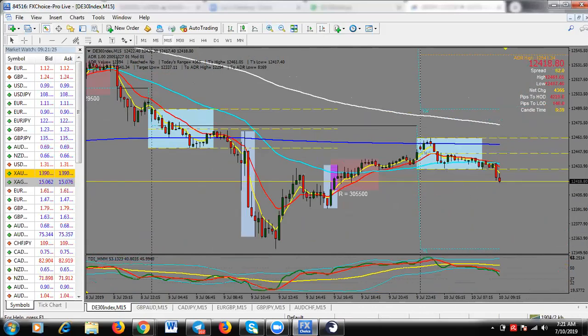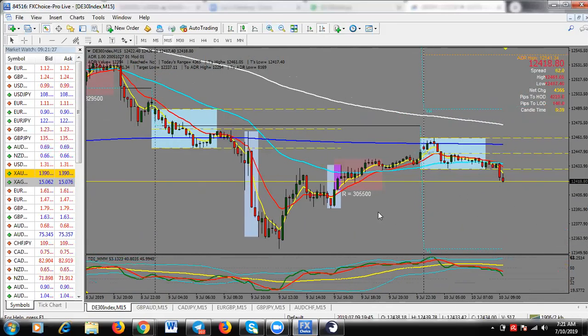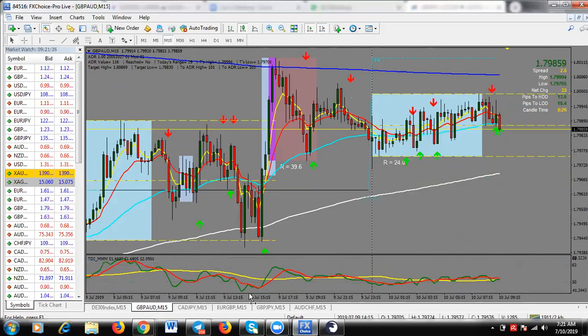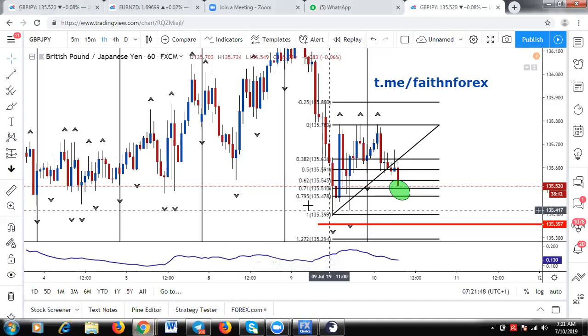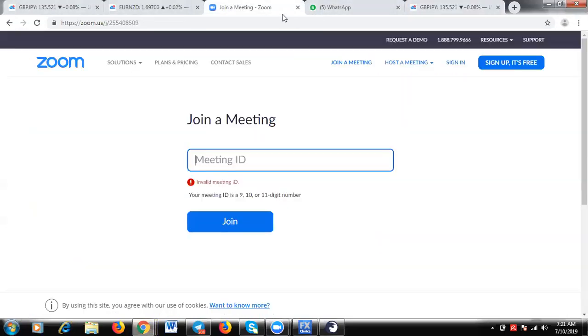All right, so now I want to look at the index. That's the German index. Right here we have the high of the day. No, let's go to another pair. Let's say GBP AUD. Now we have the pips to high of the day, 15 pips, and the pips to low of the day, 13 pips. All right, now I want to count the levels on my chart.